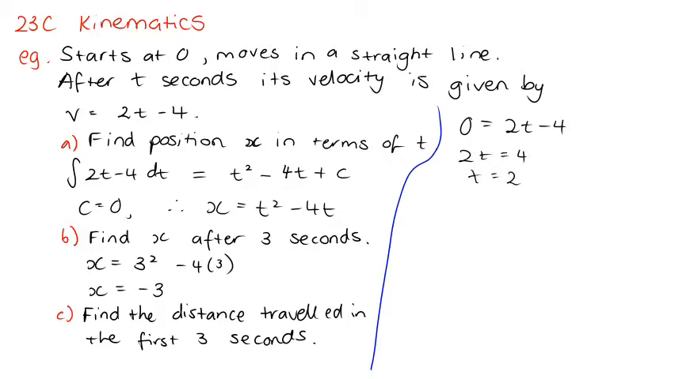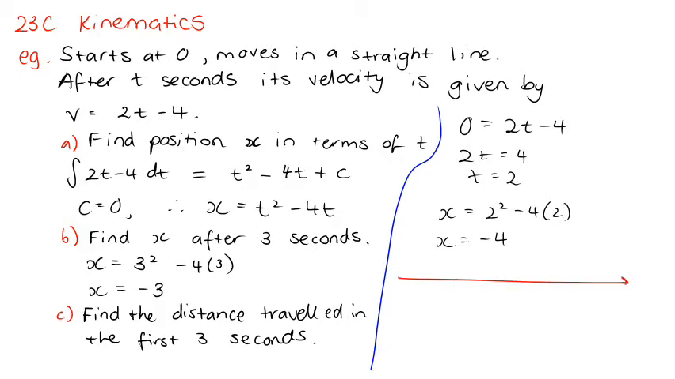We want to know its position, because we're looking at how far it's travelling. So we need to know where it's actually at t equals 2. So we use our displacement function when t equals 2. So 4 minus 8, it's at -4.